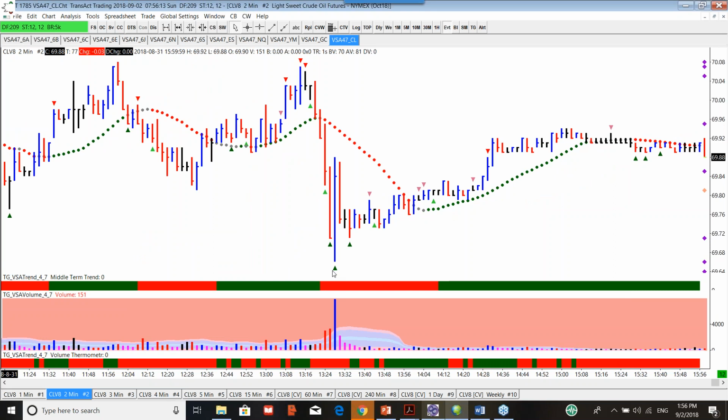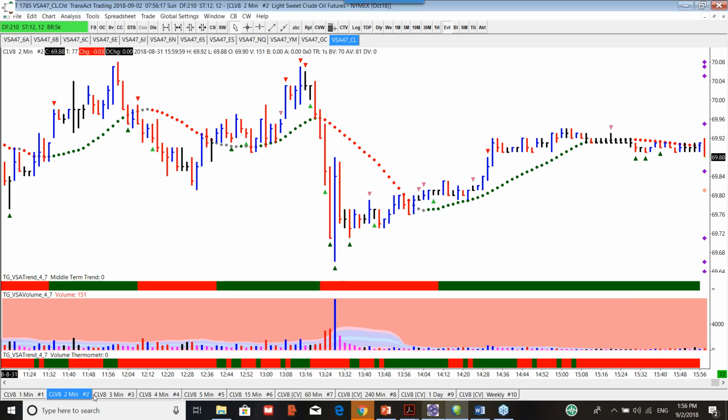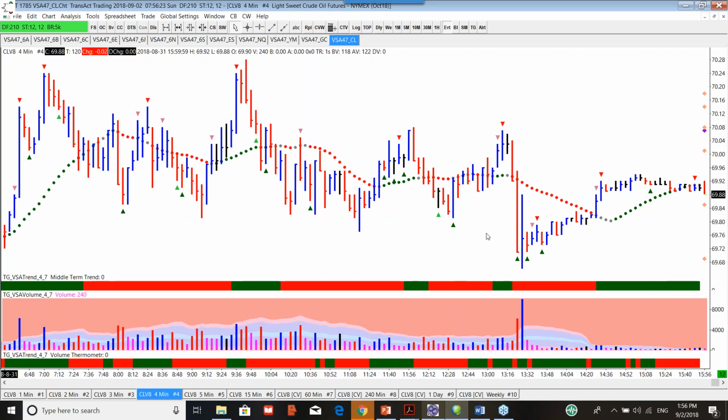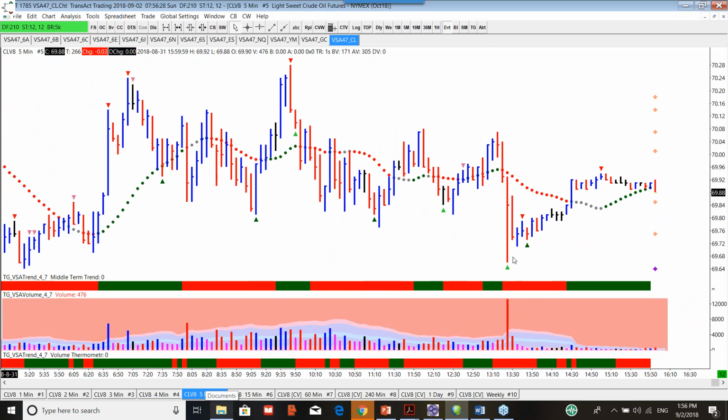2 minute chart, same thing. Okay, so you see how this builds up, another reversal. 3 minute chart, it's all here. Okay, here, here. 4 minute chart, it's all here. 5 minute chart, it's all there. Notice you'd have picked it up on the 1 minute, and then you've got to look for the change in behavior on the bigger time frames.